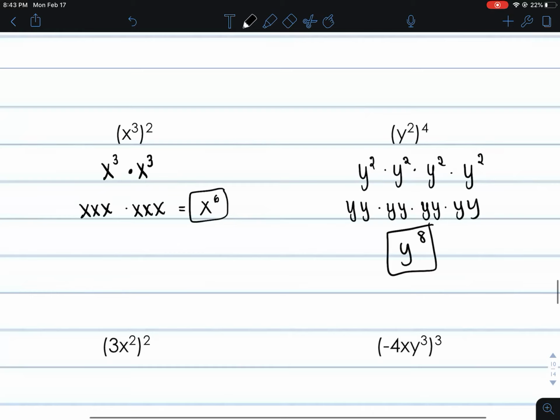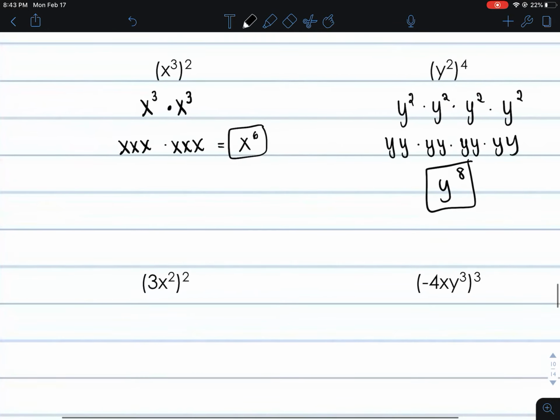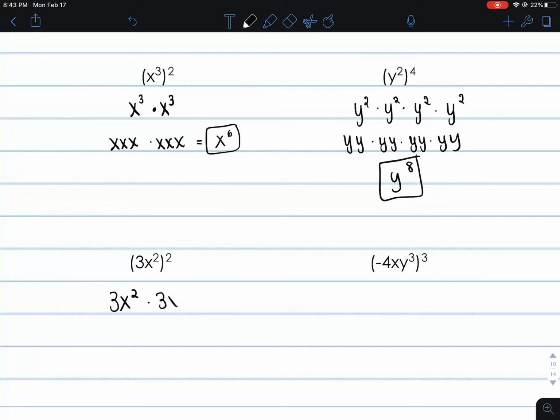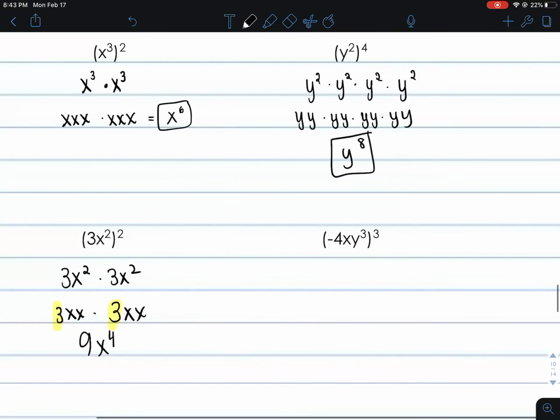And like I said, make sure you're pausing these because I know I'm running through them kind of quickly. So if you have (3x squared) squared, that would be 3x squared times 3x squared, which would be 3 times 3 times x times x. And again, when you get here, you want to go ahead and multiply these together. So that's going to be 9x to the 4th power. And that's actually one that we're going to look at again in a second.